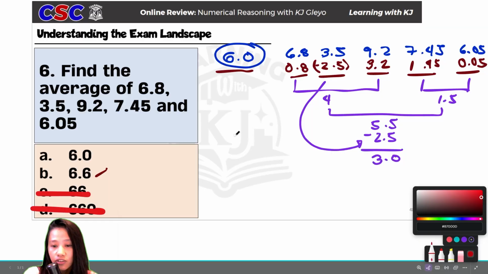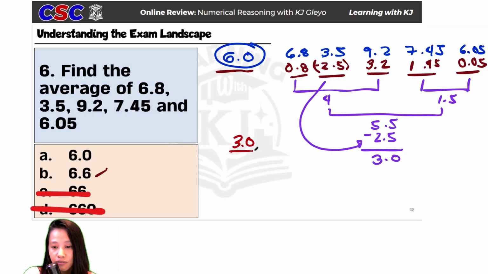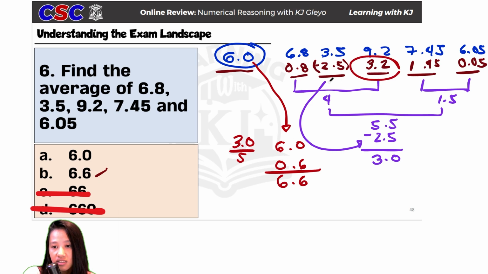Okay, yung 3.0 or 30 divided by 5. This is, yung kanina, sabi nga natin, 30, meron ilang 5 sa 30, we have 0.6. Okay? So, the answer is 0.6 plus, ito, baba mo yan siya, 6.0. The answer is 6.6.